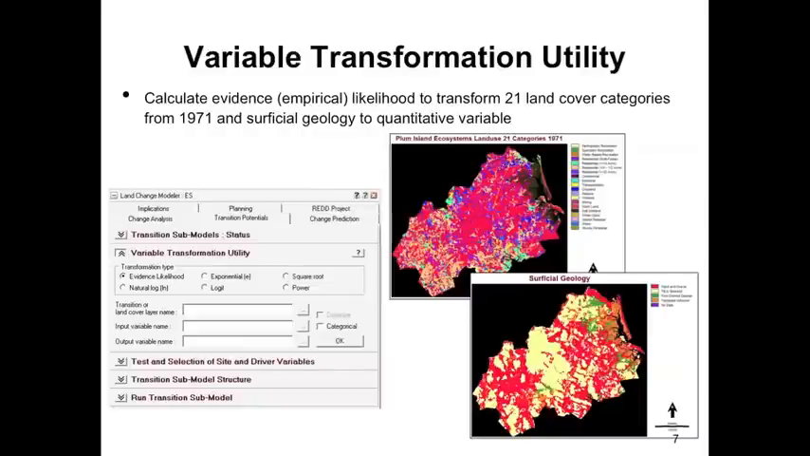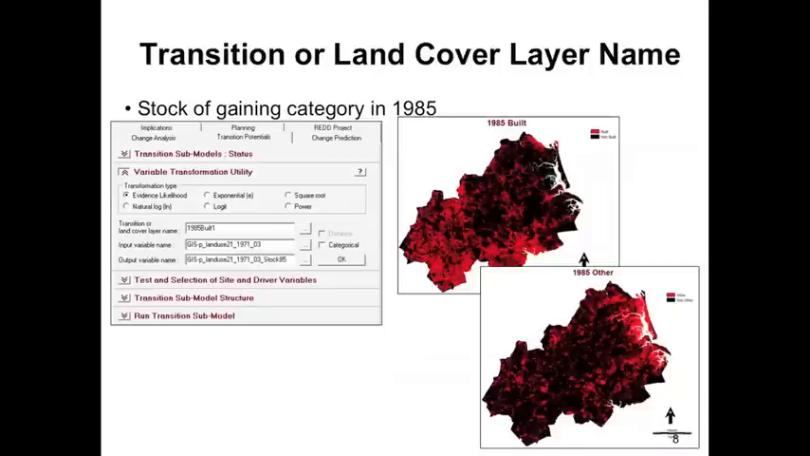Because we included two categorical variables in this analysis, the 21 land cover categories in 1971 and the surficial geology map, we used evidence likelihood to convert these two categorical variables into continuous variables with values showing the probability of pixels from each category that would experience change. Besides the categorical variable, the evidence likelihood transformation requires a Boolean map as another input. This input can be either a Boolean map showing the stock of a gaining category or a Boolean map of areas that have gone through the transition being modeled.